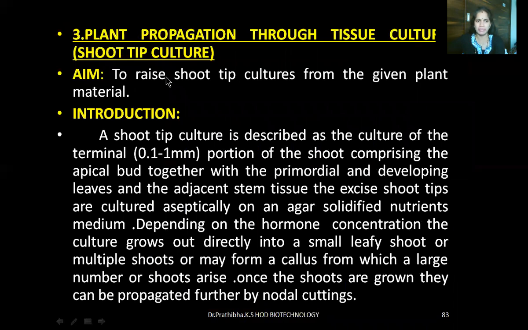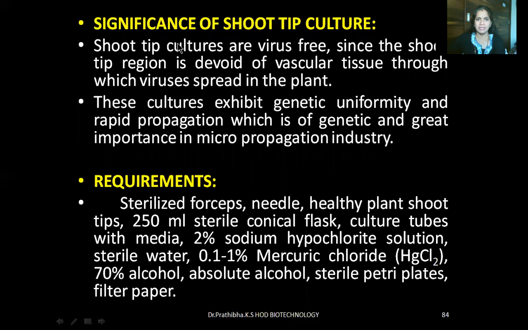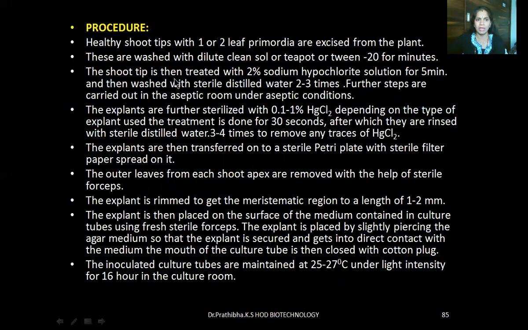So this is the aim of the experiment of plant propagation through tissue culture. Okay, aim is to raise shoot tip culture from the given plant material. This is the introduction related with the shoot tip culture. Then significance of shoot tip culture. Then these are the requirements to perform this shoot tip culture. And here you can see the procedure of shoot tip culture.